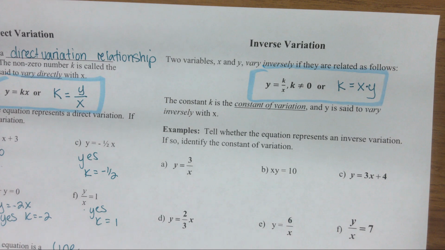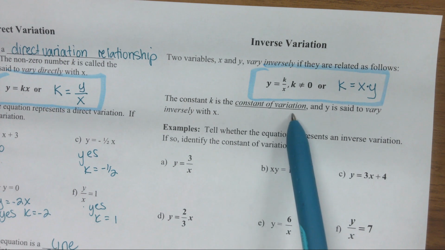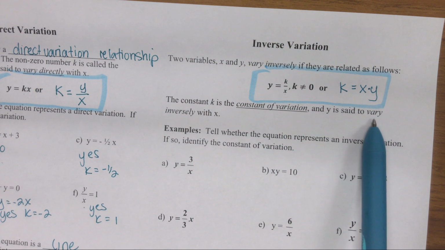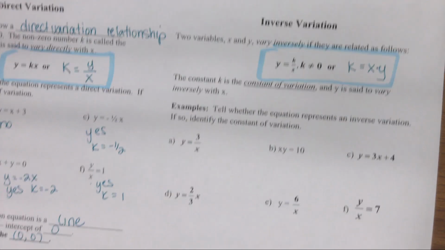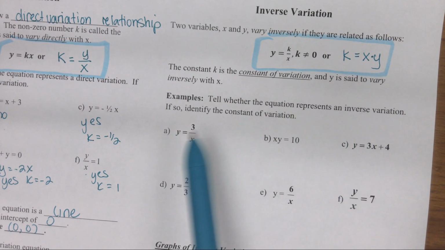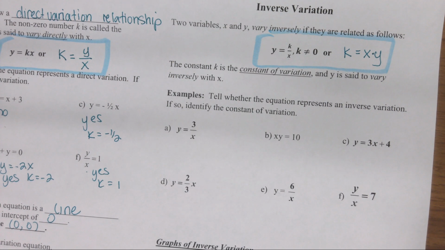Okay. The constant k is the constant of variation, and y is said to vary inversely with x. Tell whether the equation represents inverse variation. If so, identify the constant of variation. Okay, we're going to do this together. If you think this is an inverse variation, give me a thumbs up. If not, give me a thumbs down.